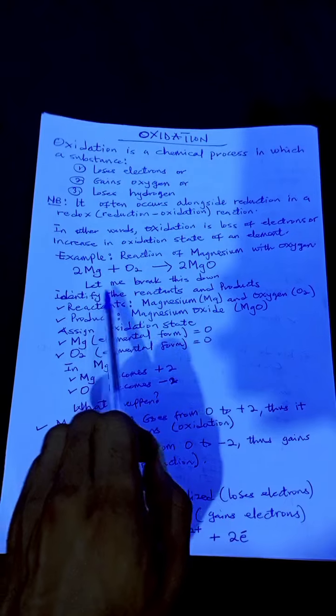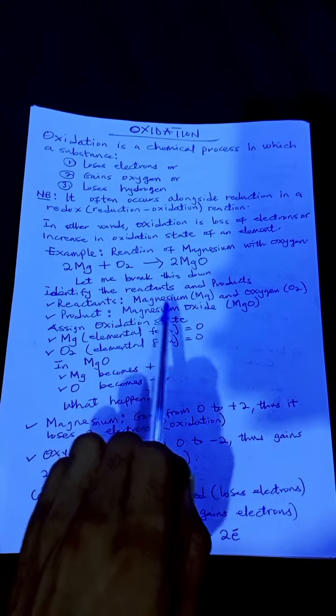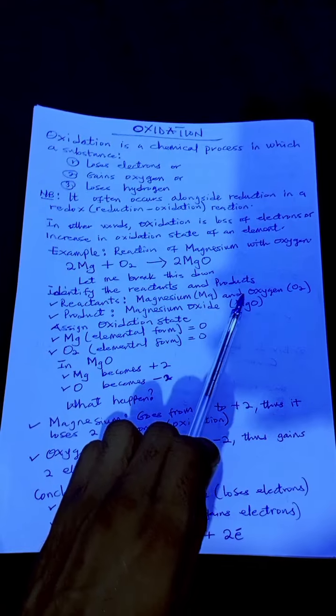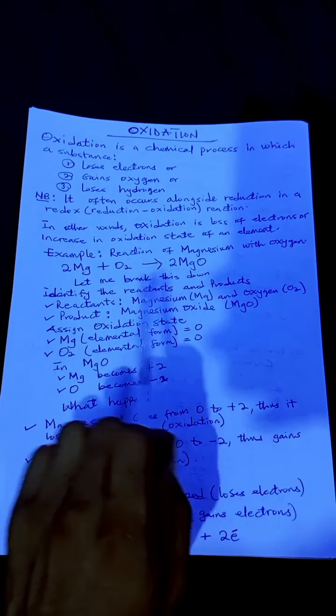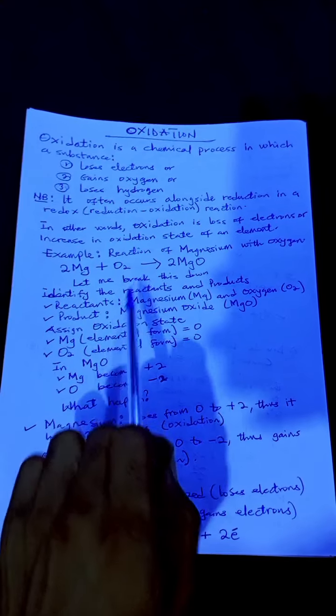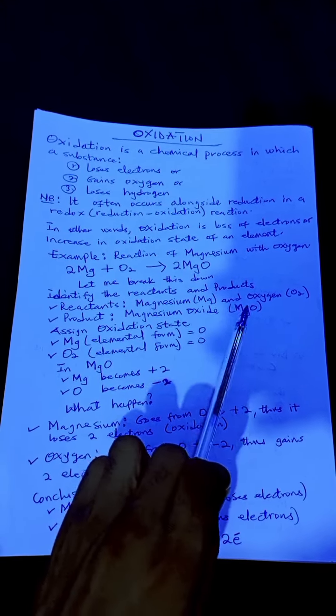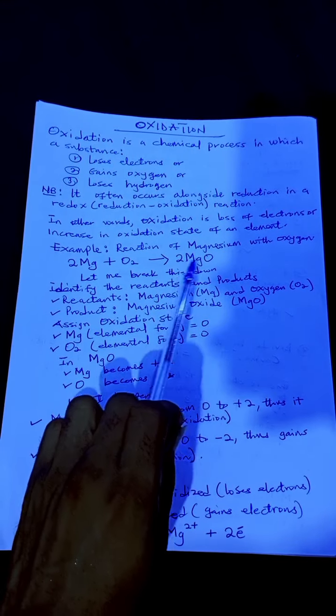The first step, identify the reactant and product. So the reactants, we have magnesium and oxygen. Reactant means the elements that are reacting. So this and that, magnesium and what? Oxygen. Then the product, magnesium oxide. Product means the final thing you get here.